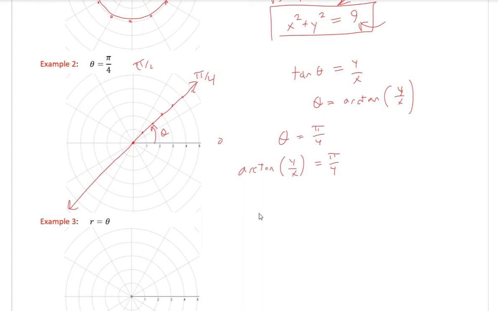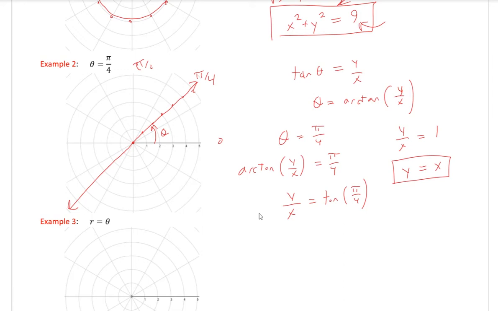Then I could take the tangent of both sides and say y over x equals tangent of pi over 4. Tangent of pi over 4 is otherwise known as 1. So we have y over x equals 1, or y equals x, as our simple equation.